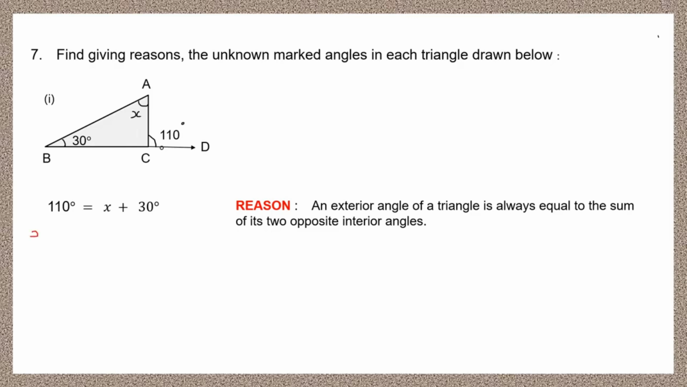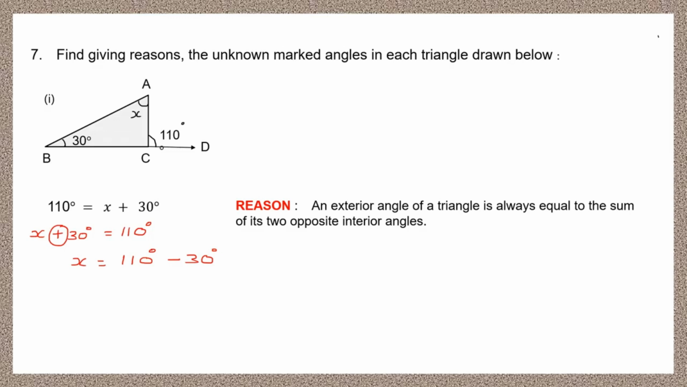I'm just rewriting that and putting x plus 30 on the left hand side just to make our calculation easier, and 110 on the right hand side. No other change. Now I'm going to find out the value of x. We have been asked to find the unknown angle and we are using this property to find the unknown angle x. So I leave 110 on the right hand side and the operation addition will now become subtraction, 30 degrees.